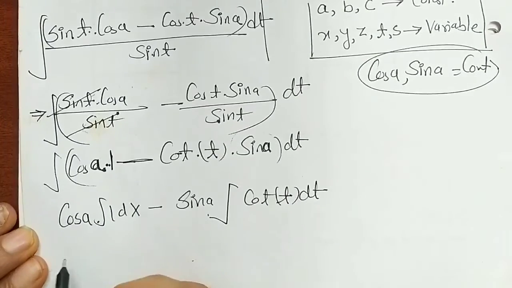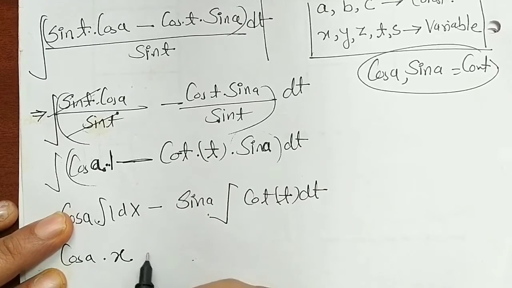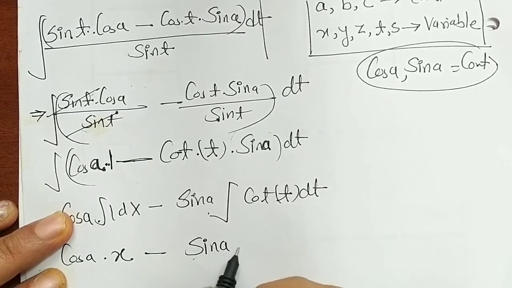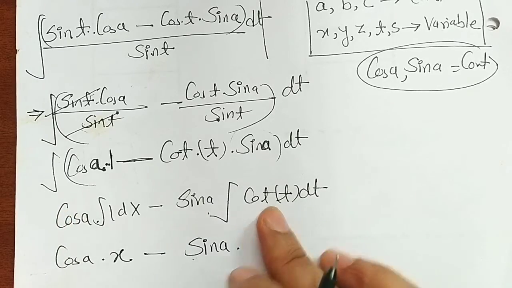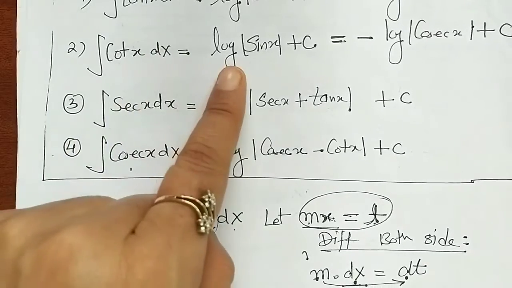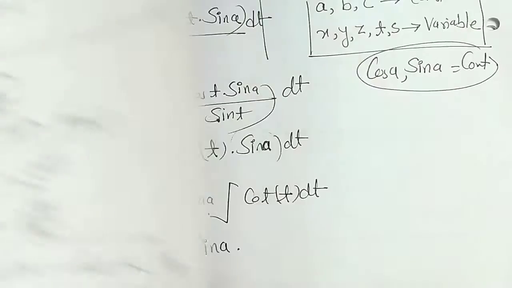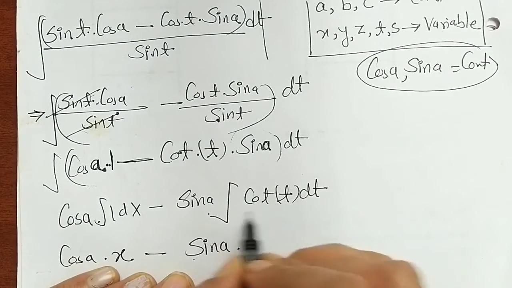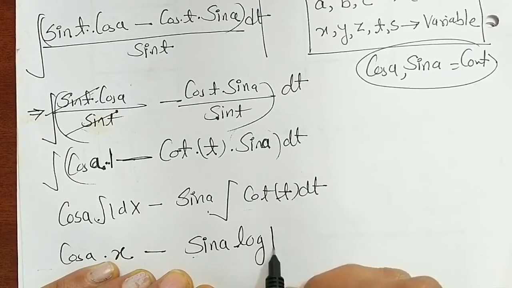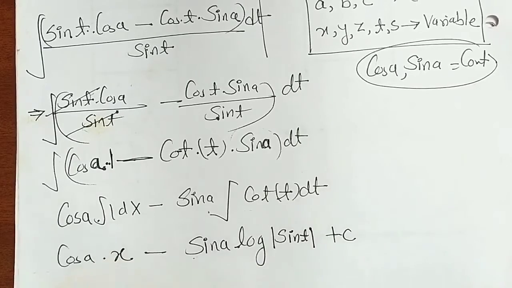Now I am pretty close to my answer. This is cos a, and integration of 1 is x, minus sin a as it is. What is integration of cot? In the beginning I explained cot x. Integration is log of sin x plus c. So I will write that. The answer is log of sin of t plus c.